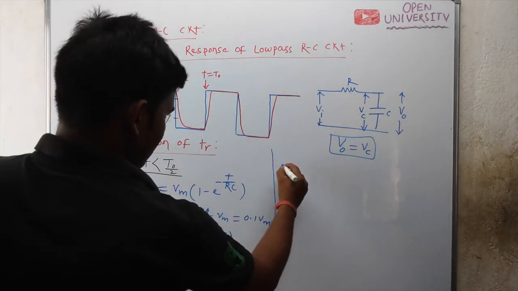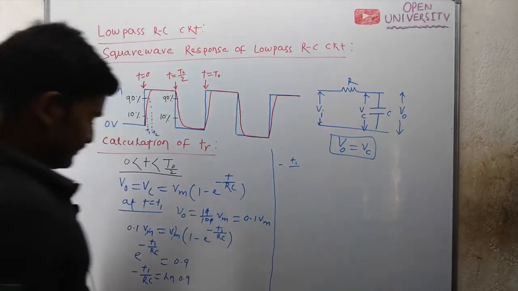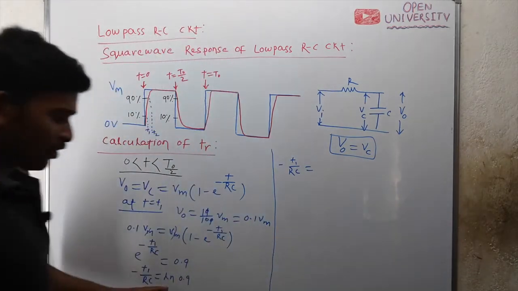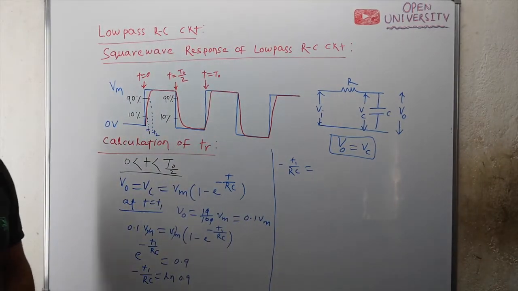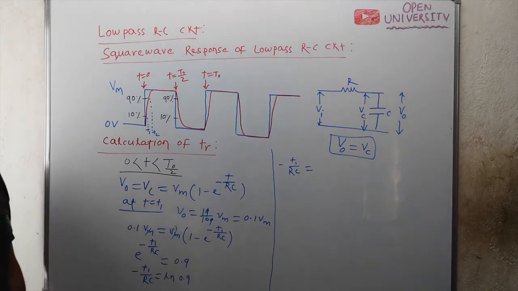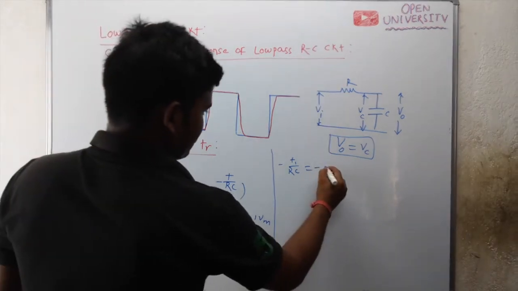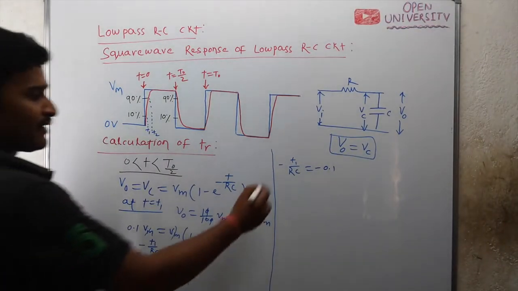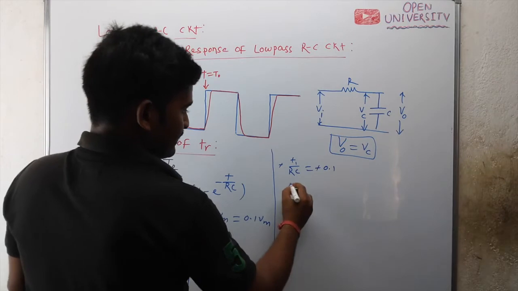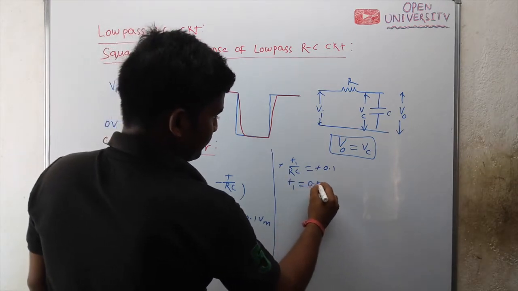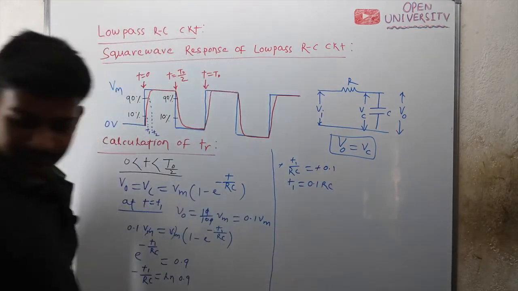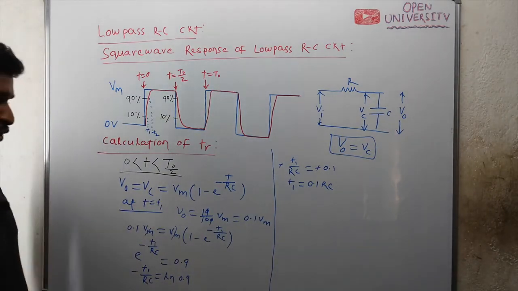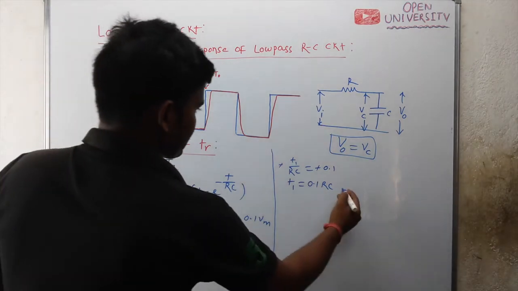Then minus t1 by Rc equal to log 0.9. Log 0.9 will be minus 0.1. Then minus minus cancel. Then t1 will be 0.1 RC. T1 will be 0.1 RC. Let this be equation 1.